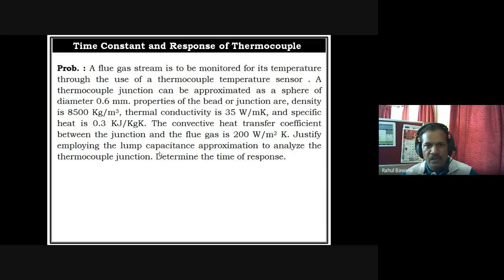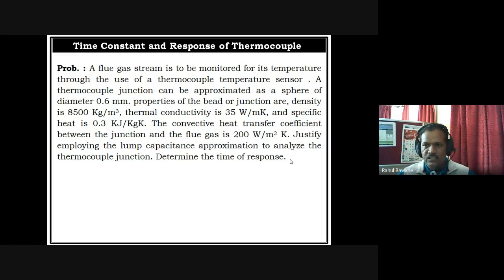Justify employing the lump heat capacitance approximation. How to justify? By showing the Biot number is lesser than 0.1. If the Biot number is lesser than 0.1, that will be our justification that this particular problem can be analyzed under the lump heat capacity method. To analyze the thermocouple junction, you are asked to determine the time of response. And the time of response is nothing but 63.8% of the initial temperature difference.